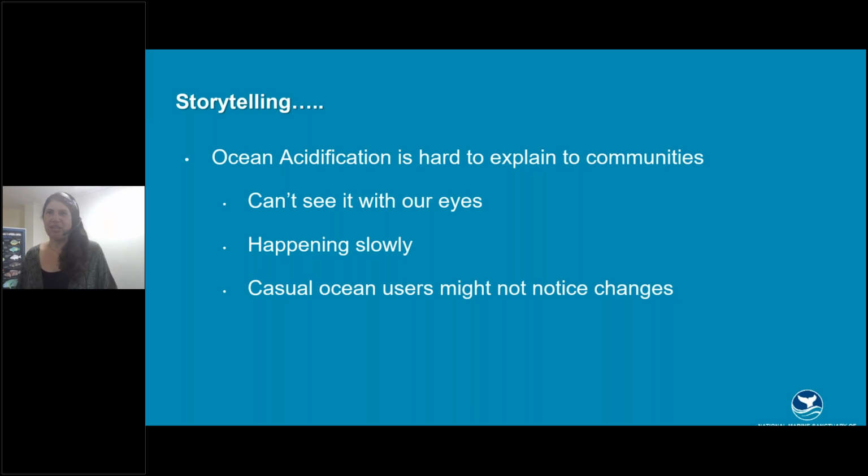Ocean acidification has been a particularly difficult concept for me to put into story. I can't easily show it to people. It's happening really slowly and with incremental changes over time. So most casual users might not see the warning signs until it's too late and until we see some sort of catastrophic loss. So let's dive in and see how I deal with those constraints.